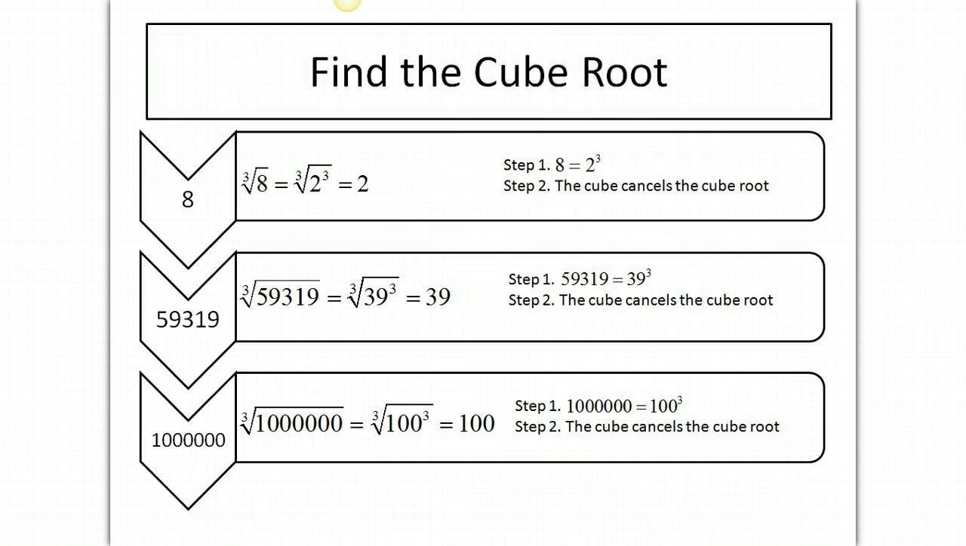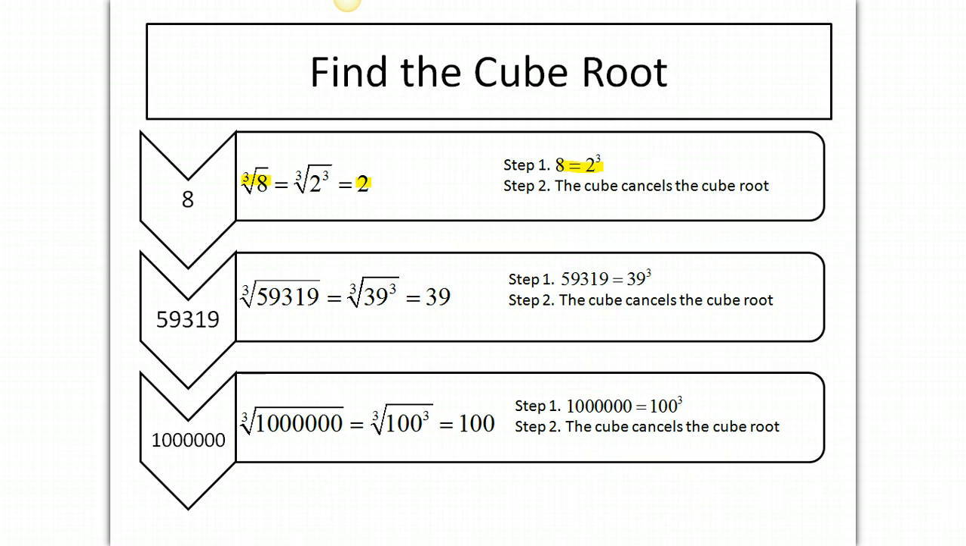We already know that the cube root of 8, as we saw, equals the cube root of 2 cubed. We change 8 to a perfect cube. 8 equals 2 cubed. So now our cube root and our cube cancel each other out, and we're left with our base number, which is 2. So the cube root of 8 equals 2.